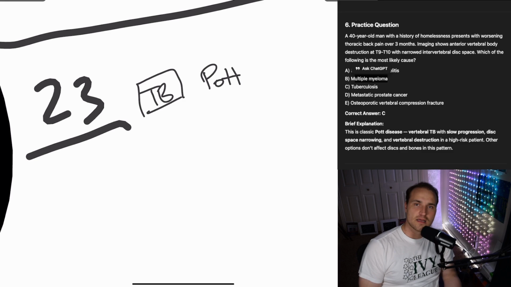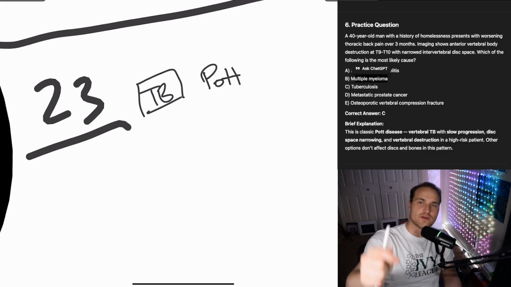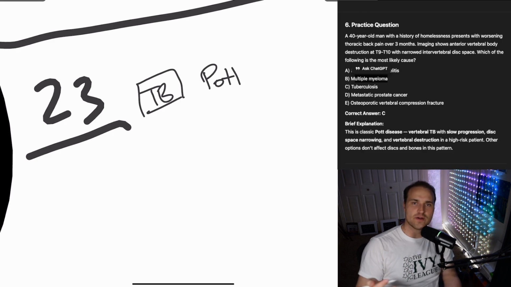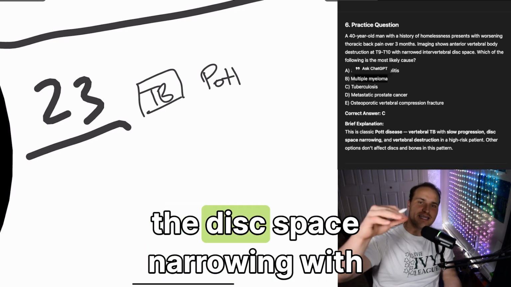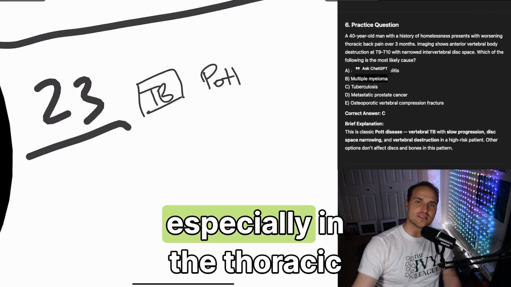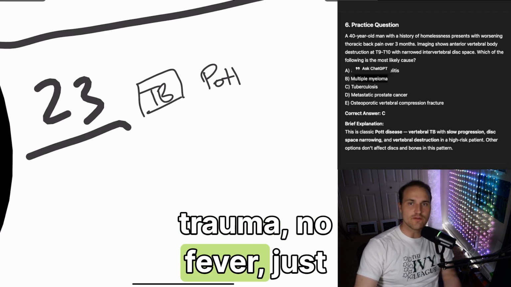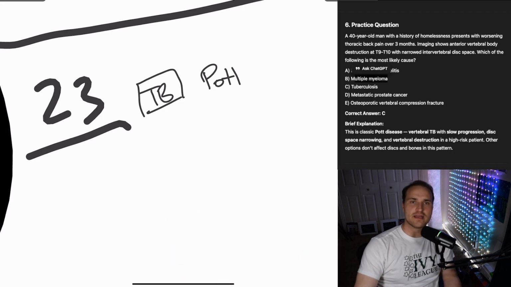All right, so Pott disease: Mycobacterium tuberculosis just silently infiltrates into the vertebrae and destroys the bone and the disc space over the period of several months. And it's not just usual back pain, it's often localized and also insidious, so it's pretty gradual, and it loves high-risk patients. So homeless, you'll see a history like that, incarcerated, immunosuppressed. On imaging, you're going to spot the disc space narrowing with vertebral destruction, especially in the thoracic spine. So there's no trauma, no fever, just a slow grinding collapse. And that's going to be vertebral tuberculosis.